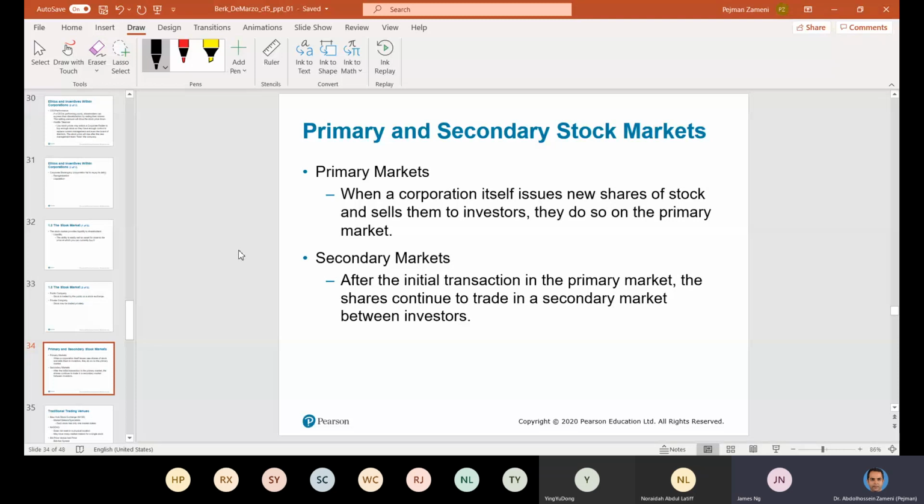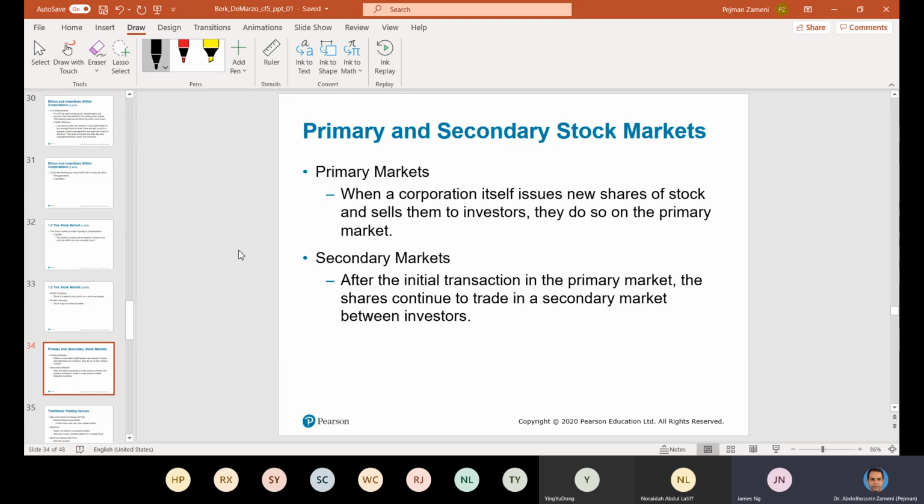Primary market and secondary market. When a corporation itself issues new shares of stock and sells them to investors, they do so on the primary market. This part, Mr. Eng, is called IPO, primary market. It means for the first time a company is issuing a share. After people buy the shares, it goes to the secondary market. After the initial transaction in the primary market, the shares continue to trade in a secondary market between investors, who are called shareholders.